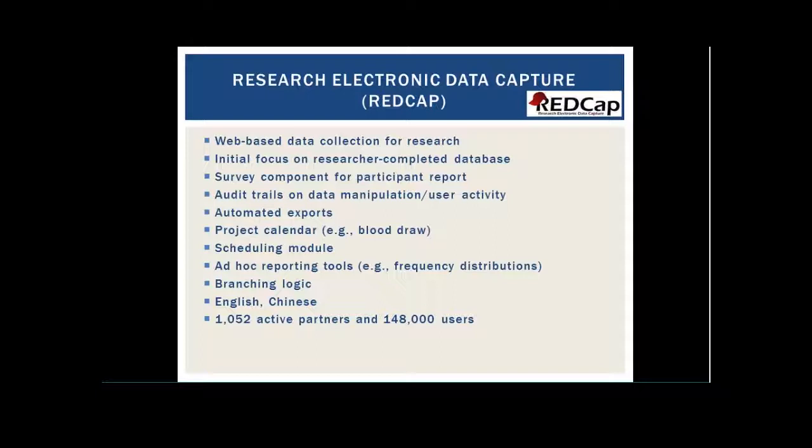A scheduling module, so longitudinal studies can be set up through REDCap. There's an ad hoc reporting tool, and this really drills down to more information on data collected, perhaps the number of men versus the number of women, or the average score on items. It does allow for branching logic and data collection in multiple languages. One thing that I thought was very interesting is the number of active partners and number of active users. So REDCap is a large community and continues growing, and we know that with the API it will continue growing.